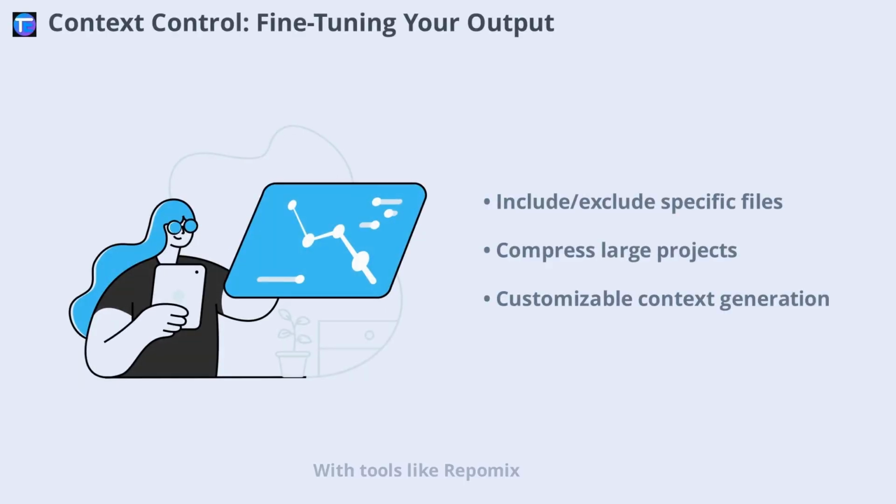With tools like Repomix, you can fine-tune exactly what context you provide to your AI. Want to focus only on authentication code? Use the include flag. Need to exclude tests or compress large code bases? There are options for that too. This level of control means you can tailor the AI's understanding to match your needs, whether you're debugging, reviewing, or building new features.